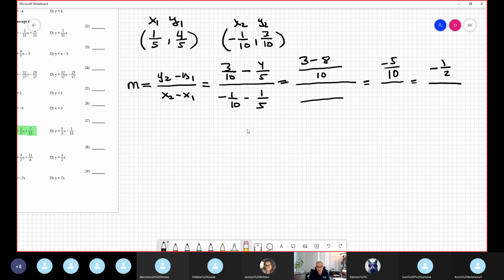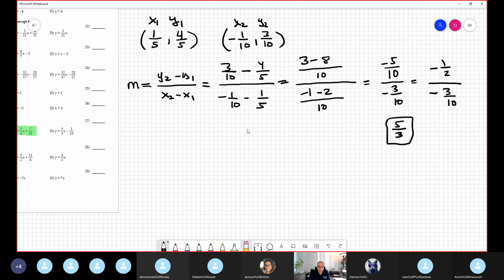It's similar. LCD is 10. 10 divided by 10 is 1. It's negative 1. 10 divided by 5 is 2. It's negative 2. Entonces negative 3/10. In this case it was easy, not necessarily reduce. Look here, negative divided by negative is positive, 5/3.